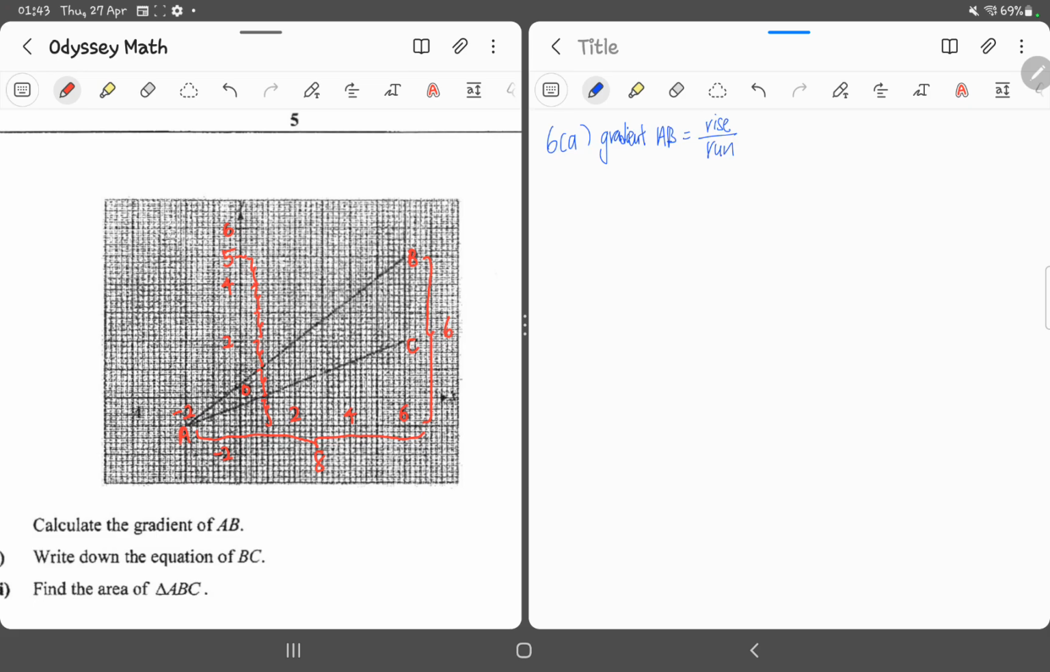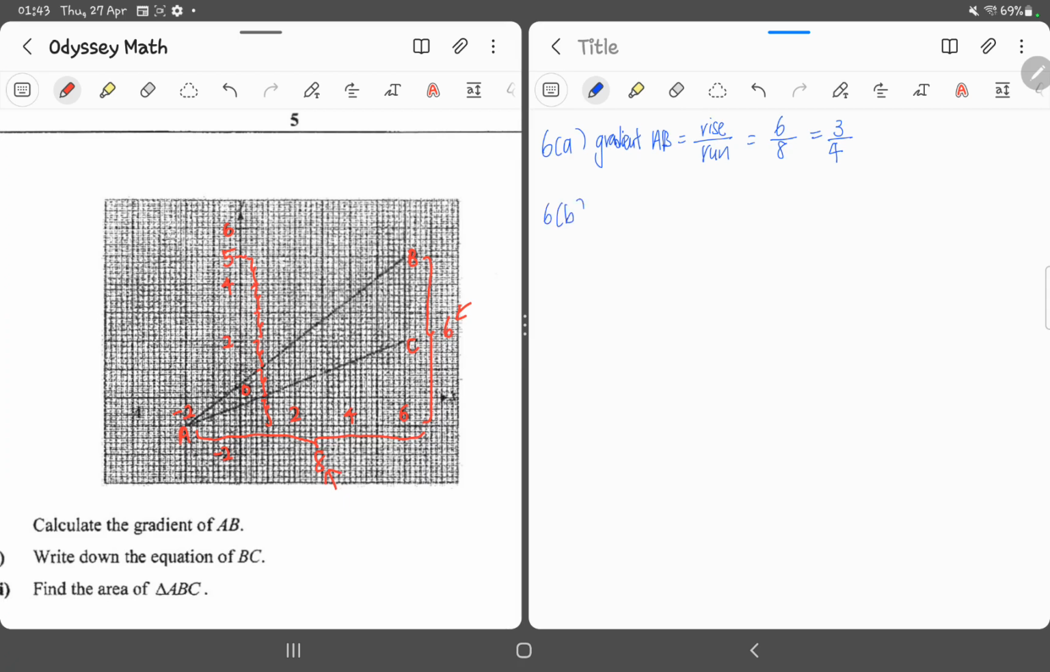Now because this line AB has a positive gradient, we can just take rise, which is 6, over run, which is over 8. So we get 3 over 4 after simplifying it. So that will be the gradient AB.